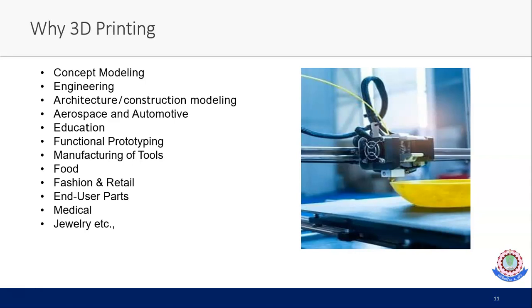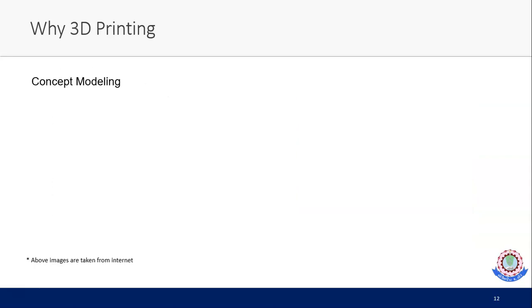So different materials, as well as fashion or retail. Fashion technology, they will use 3D printing. End user products, these are the functional products. Medical, so medical parts, as well as jewelry. So these are the many applications where 3D printing is commercially used now, right? Still it is only some of the industry applications. Still we have a variety of applications, right? So we will see one by one.